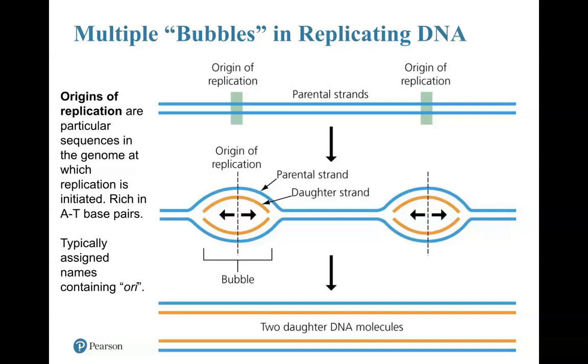Because it's so long, doing it in multiple spots, you're more efficient with your time and you replicate the DNA just the same. So we actually call these areas along the DNA strands where replication originates the origins of replication. So we can see here that they're basically just areas where replication is going to initiate, kind of highlighted in green for this double helix.